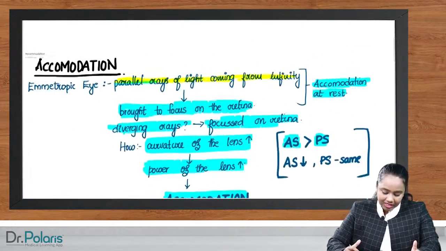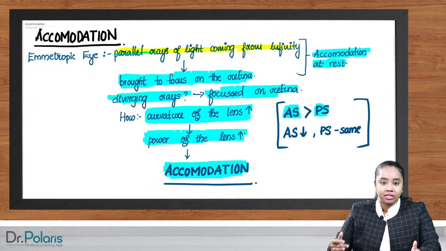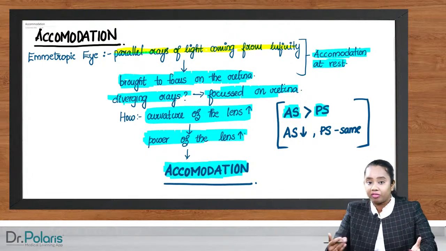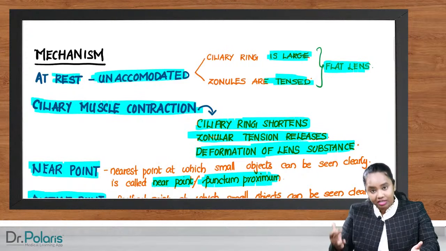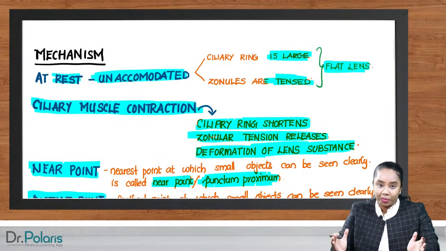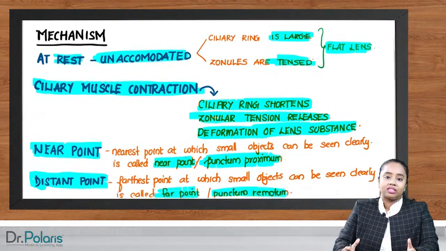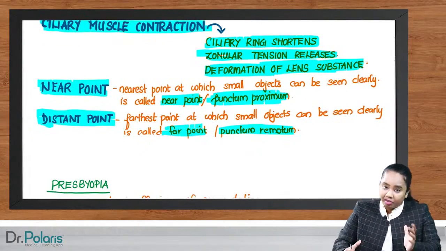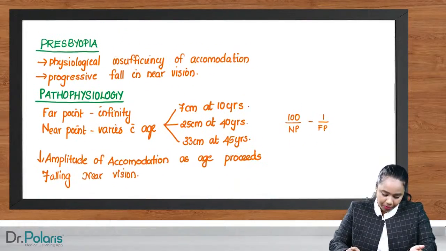So here we discussed about what accommodation is. Basically there is an increase in the curvature of the lens as well as the power of the lens, making it able to focus all the diverging rays coming from a nearby object. So mechanism at rest, the ciliary ring is large and the zonules are tensed, causing the lens to be flat. When the zonular tension is released because of the ciliary muscle contraction, there is deformation of the lens, making the curvature of the lens increased. So near point and far point is also discussed. Now let us see what is presbyopia.